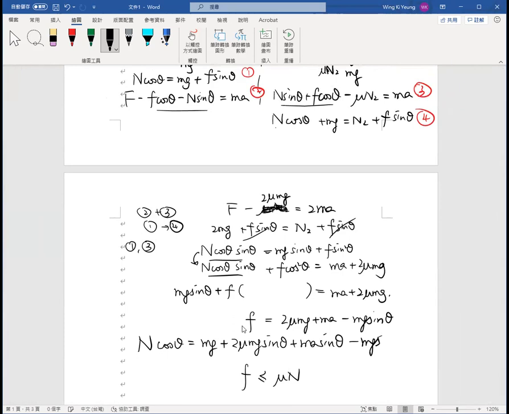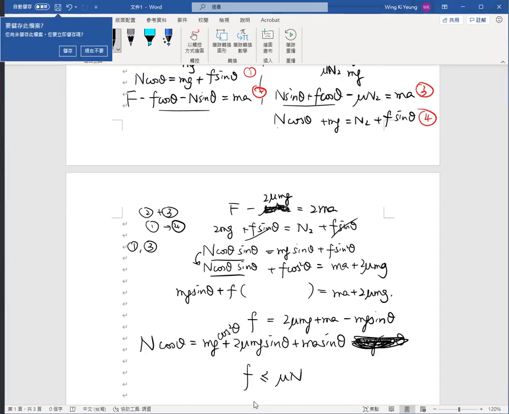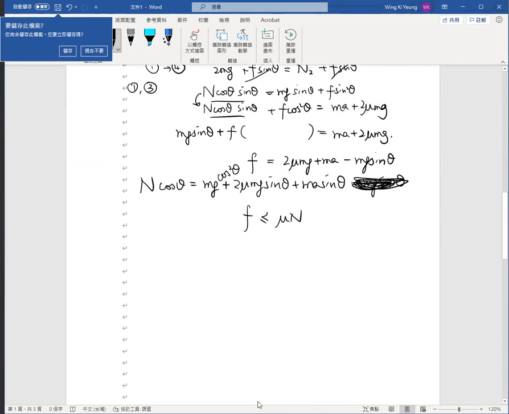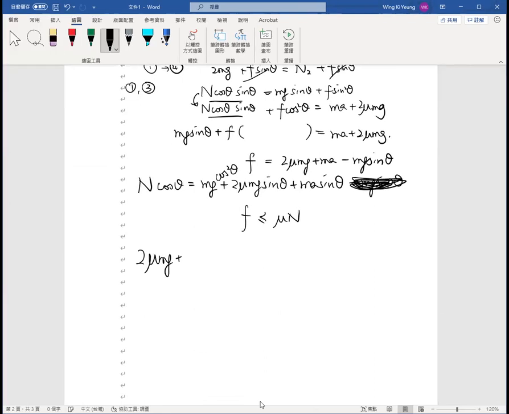And then minus mg sine square theta. Now mg minus mg sine square theta can be written as mg cosine square theta, because 1 equals cosine square theta plus sine square theta. And then divide the whole equation by cosine theta. And now I substitute the f and n in this inequality. Divide by cosine theta, and it will become tangent here. This is also tangent.